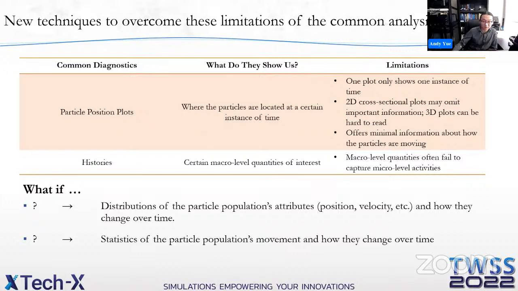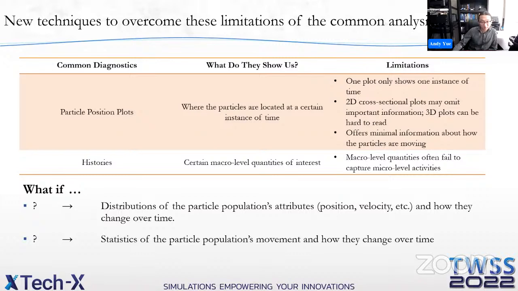And 3D particle plots can be hard to read. More critically, these plots offer minimal information about the particles' movements. The history plots show us macro level quantities of interest. These are usually numbers representing certain aspects of the total system. While revealing many useful pieces of information, these macro level quantities often fail to capture micro level activities, which are often critical for understanding device physics.